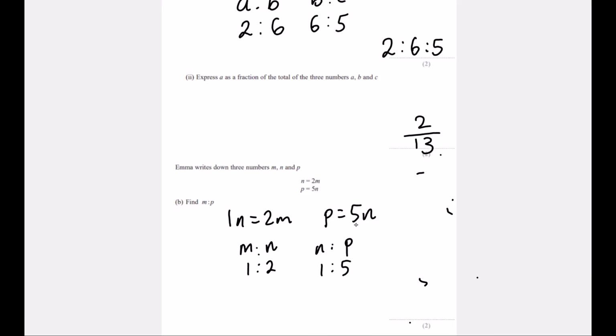Let's make the n's the same. So let's double our n to p ratio. So that'll be 2 to 10. And then we can write m to n to p as 1 to 2 to 10. And we wanted the ratio m to p. So m to p is 1 to 10. Just cross out the n. 1 to 10.